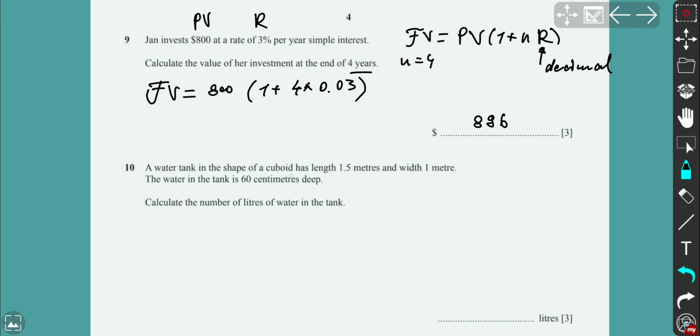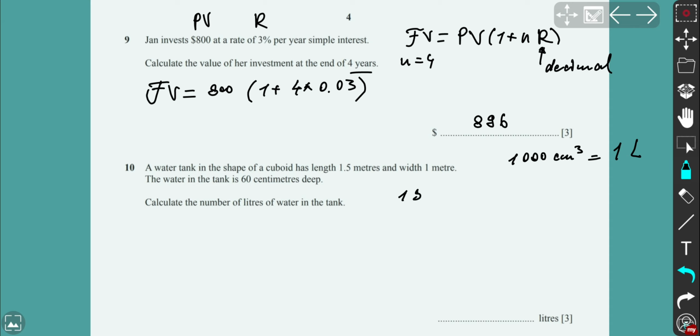A water tank in the shape of a cuboid has a length, width 1 meter. The water tank is 60. Okay, so calculate the number of liters of water in the tank. So make sure you remember that 1,000 centimeters cubed is going to be 1 liter. So it's better to convert into centimeters first. All right, so let's try to see.